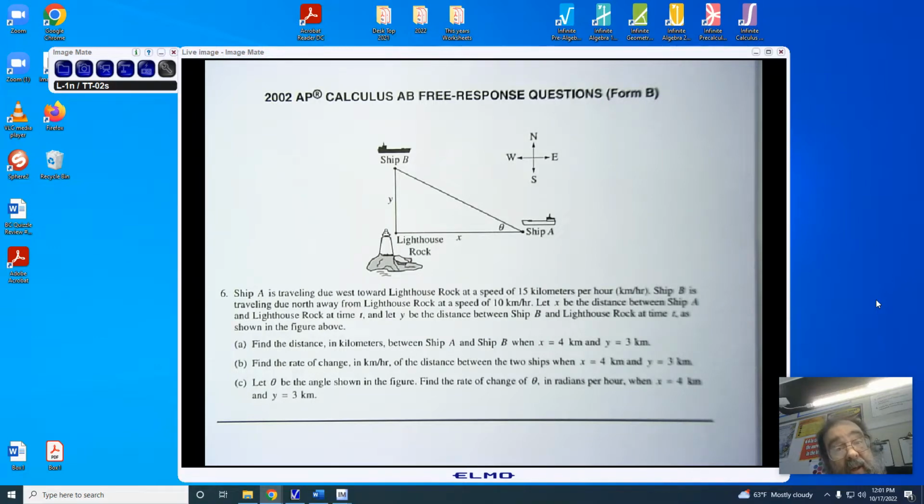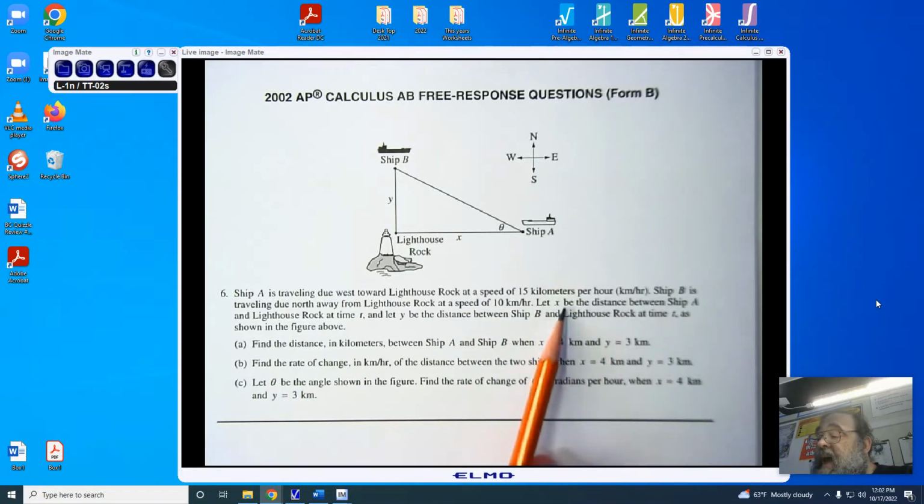So the way it works is, if the distance is getting smaller, so I'm heading towards the lighthouse rock, I have a negative velocity. If I am moving away from Lighthouse Rock, where the distance is growing, that is a positive rate. So we have 15 kilometers per hour moving towards, so we're looking at a negative 15 kph. Ship B is traveling due north away from the lighthouse, so we're looking at a positive 10 kph.